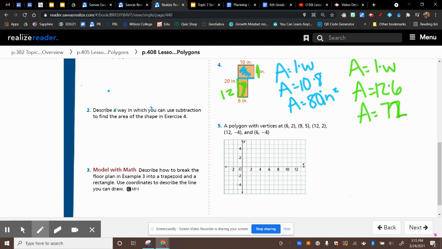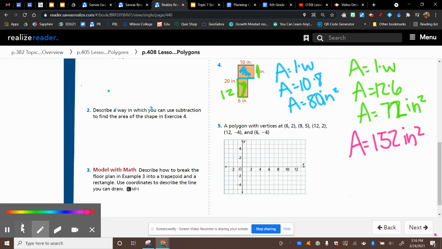That's not a very nice 72 inches squared. Now I found the 2. I need to put them together to get the answer. So the area of the whole shape is 80 plus 72, which is 152 inches squared. All right, I'm going to pause it, erase, and then come back for number 5.